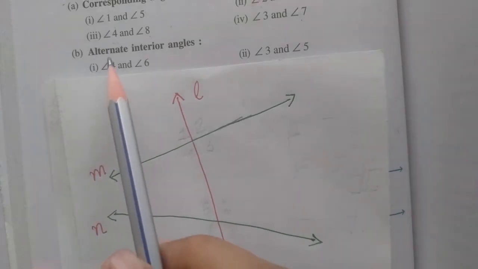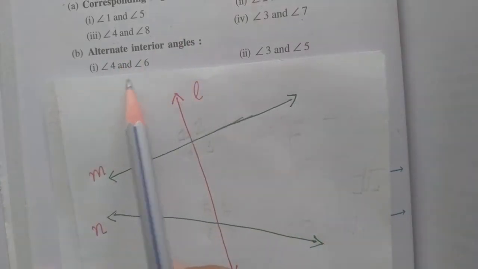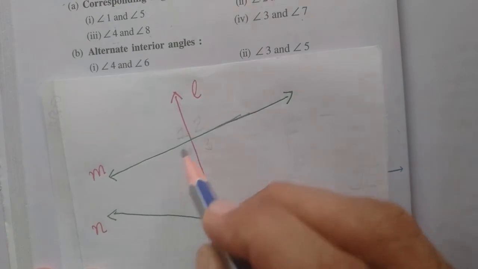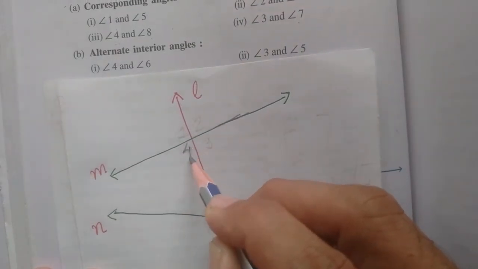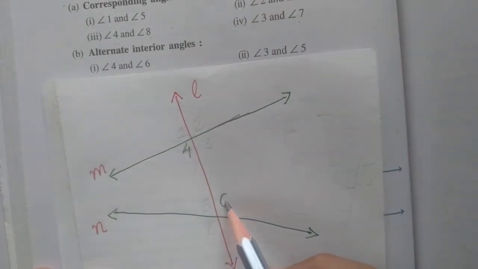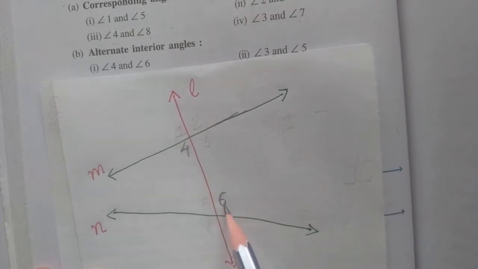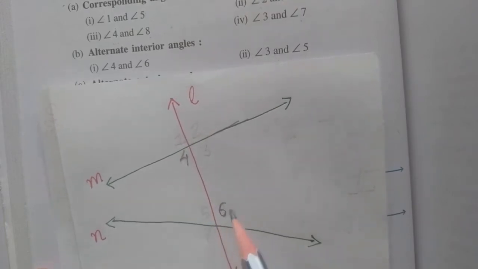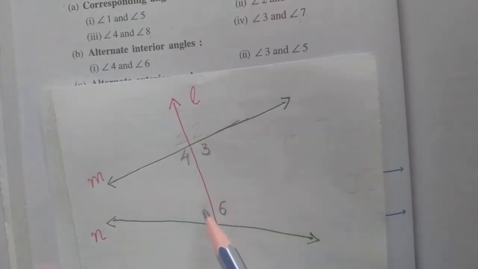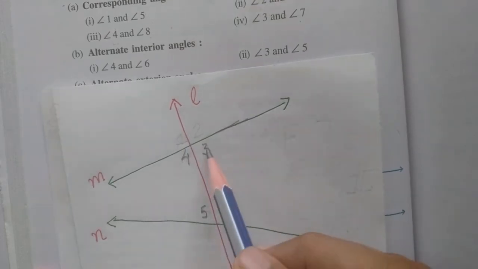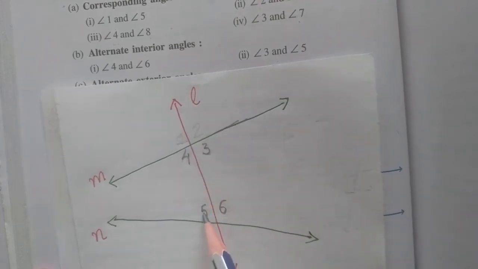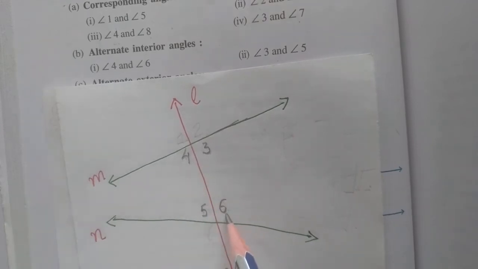Now children, alternate interior angles. 4 and 6 are alternate interior angles, children. This is 4 and 6. These two angles are alternate interior angles. 3 and 5. Here is a 3 and this is 5, children. So these two are also alternate interior angles.